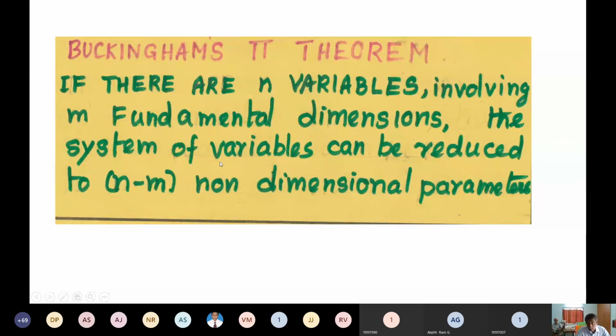In this particular case, the total number of variables was 6. What are the 6 variables? Can someone tell me? Diameter, speed of rotation, density, discharge, specific work, and power. Okay, 6 are there. We'll go to the next one.